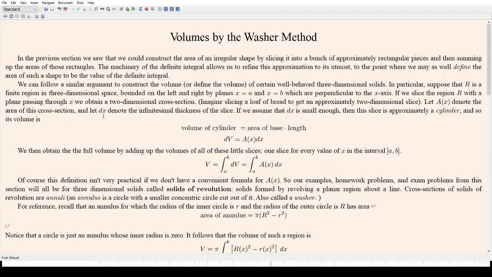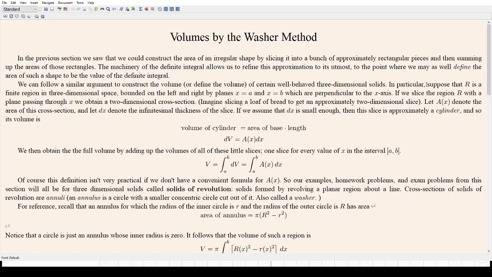Now, what we want to do is follow a similar strategy to construct volume, or, if you wish, define the volume of certain well-behaved three-dimensional solids. And the strategy that I'm referring to is the one whereby we slice it into a bunch of really thin pieces and then add up the volumes of those pieces. And when I say add up, of course I mean integrate, because we're adding up infinitely many little slices. And the definite integral gives us the machinery for performing that sort of infinite sum.